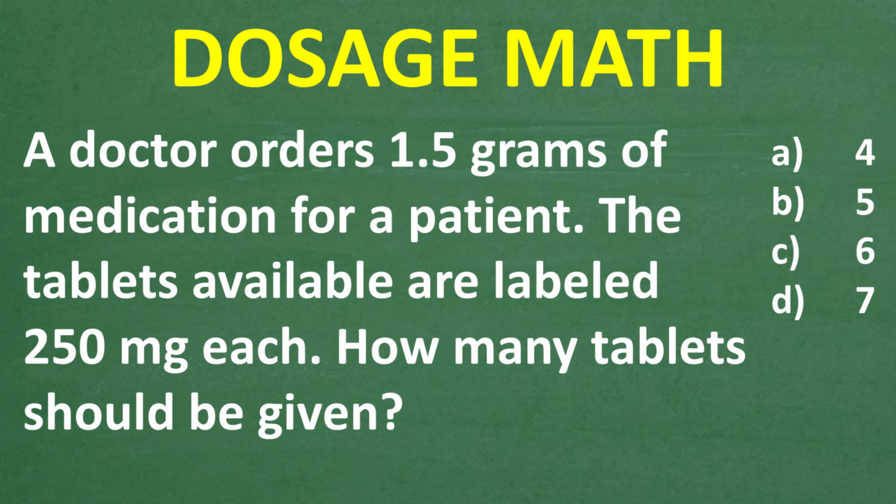So, once again, a doctor orders 1.5 grams of medication for a patient. The tablets available are 250 milligrams each. How many tablets should be administered?